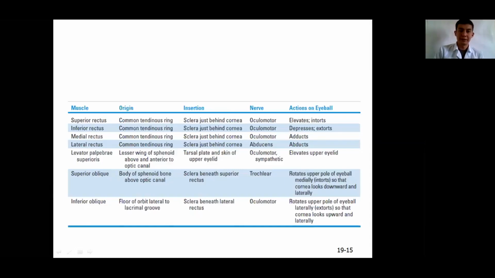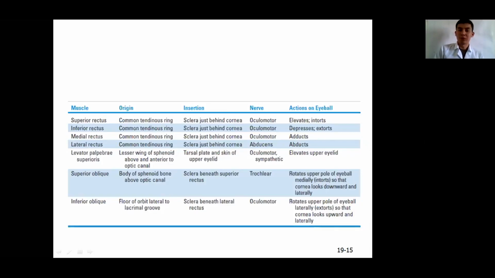In this presented table, we see the extraocular or extrinsic muscles of the eye. It is represented by four rectus muscles: superior, inferior, medial, and lateral. Those four muscles have a common origin, as you see, the common tendinous ring. And all those muscles insert to the sclera just behind the cornea on its proper side. The first three muscles are innervated by the oculomotor nerve. The last one is innervated by the abducent nerve.